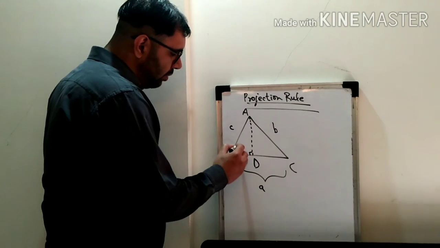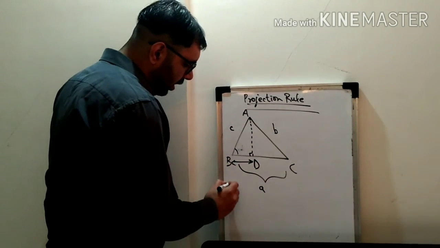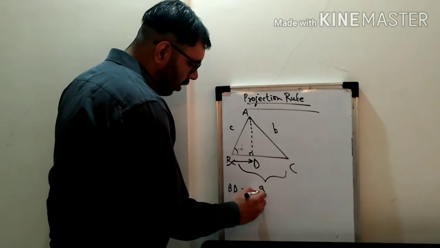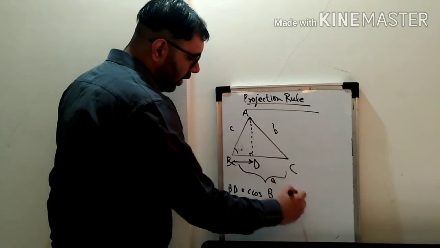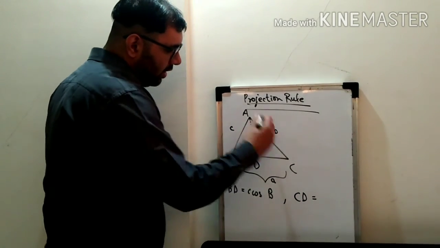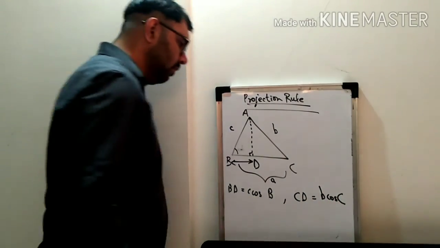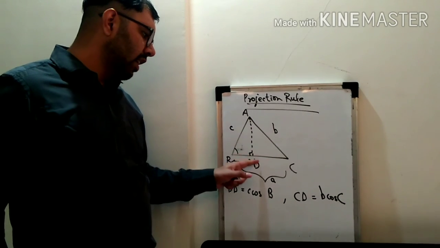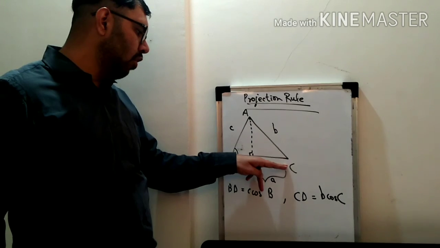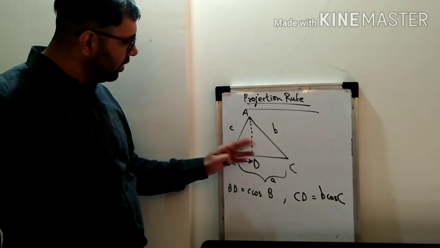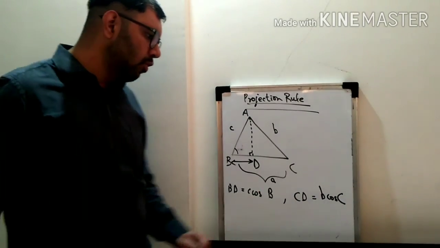This angle is B and this angle is C. BD can be written as c cos B. Similarly, applying trigonometry in triangle ACD, CD can be written as b cos C, because if you take the projection of this length on BC, we need to multiply with cos C, and if I take the projection of this on BC, we multiply with cos B. So BD comes out to be c cos B and CD comes out to be b cos C.